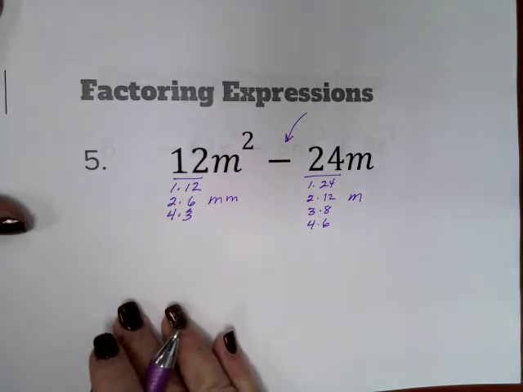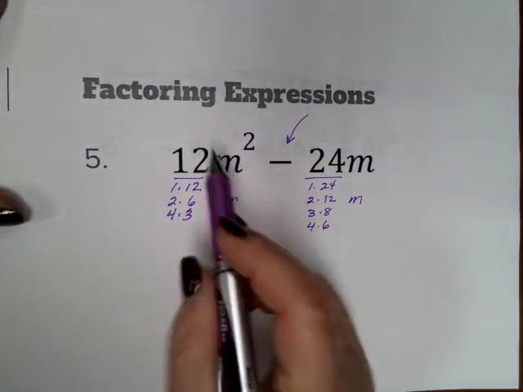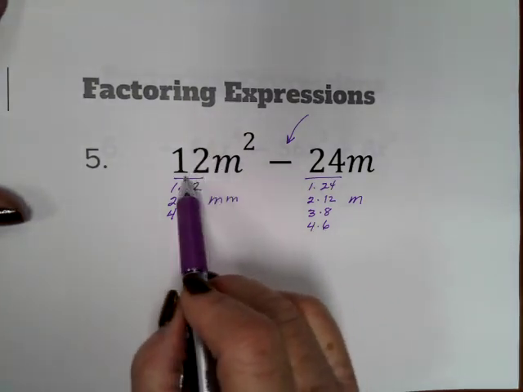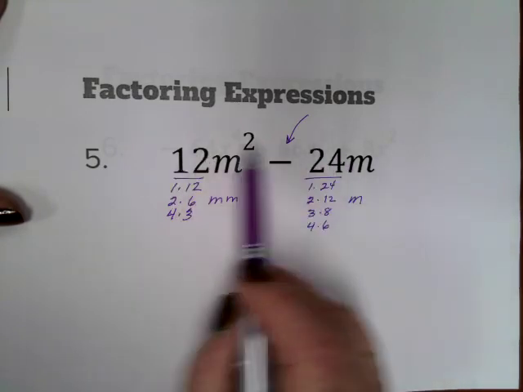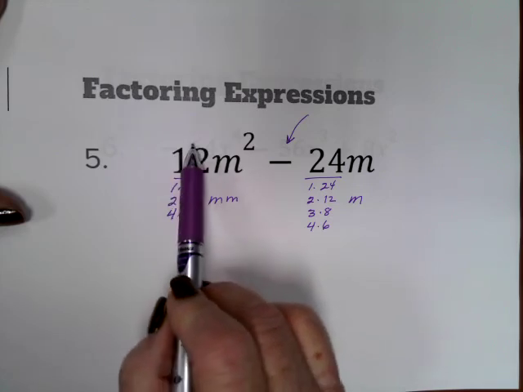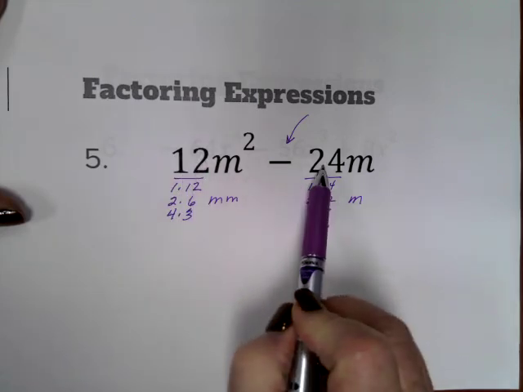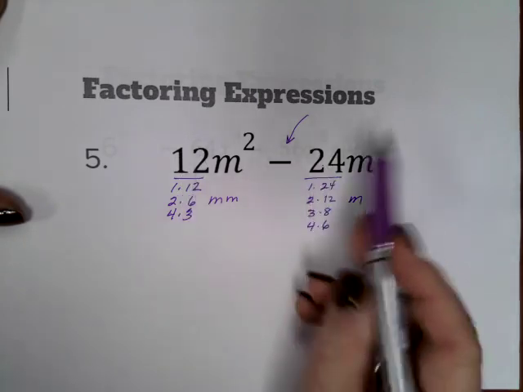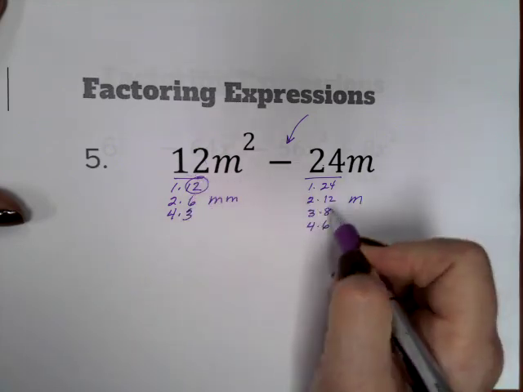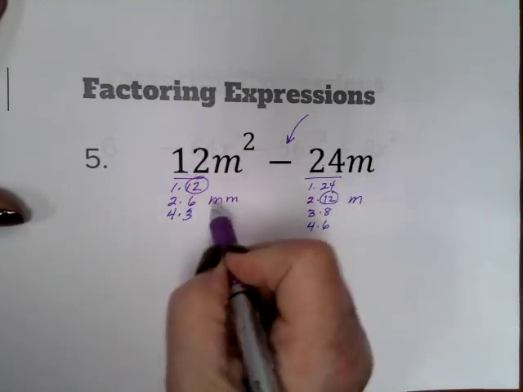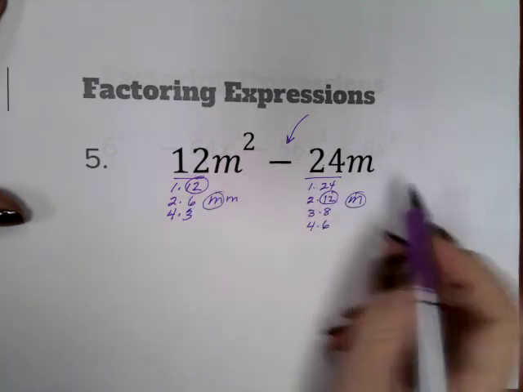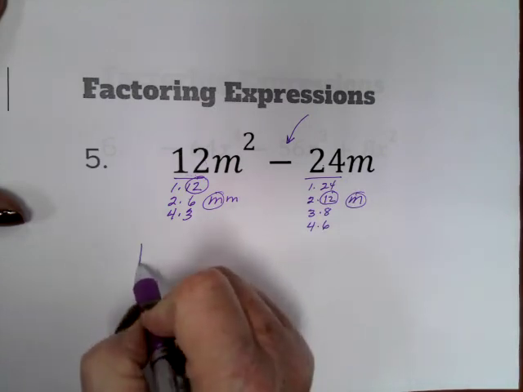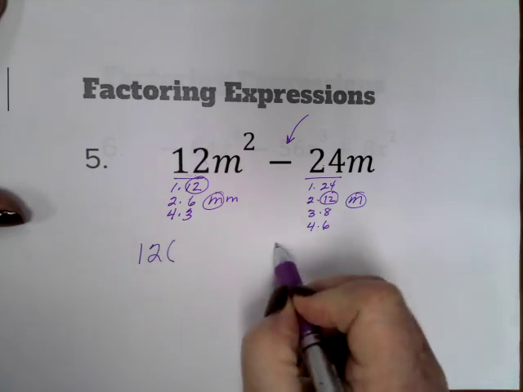All right, one thing I like to do is look at the smallest number out of these two coefficients, 12 and 24. And I say, okay, 12 is the smallest. Does 12 divide into 24? If you can say yes, the smallest goes into the largest, then 12 is going to be your GCF. Okay, how many m's can I get out of each group? 1. So let's put 12m out here.